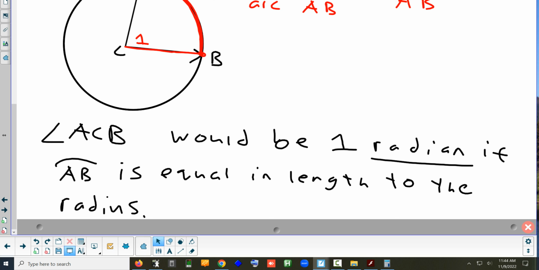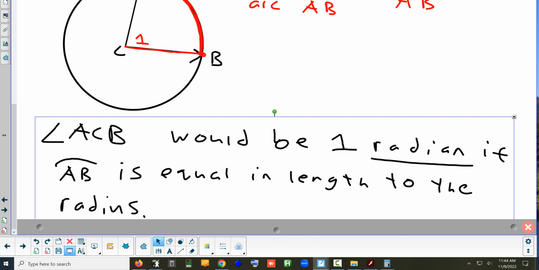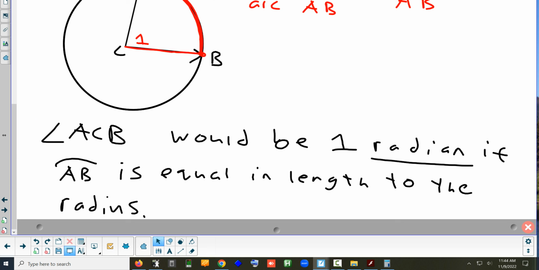But that's the idea of how you can picture a radian. It's an angle that when drawn in a circle, the arc length is equal to the radius length. It doesn't really tell you how to convert between degrees and radians. It just gives you a picture in your head of what a radian looks like in a circle. Any questions on that idea?